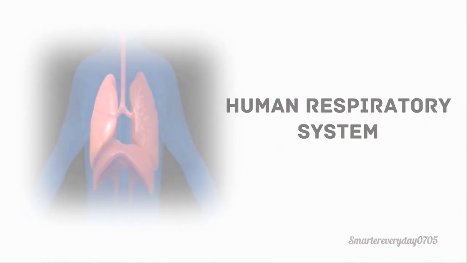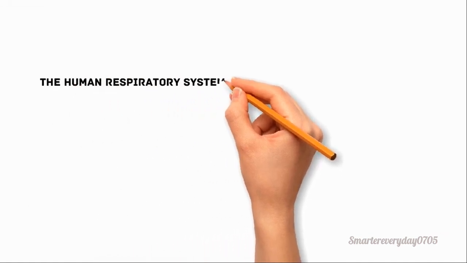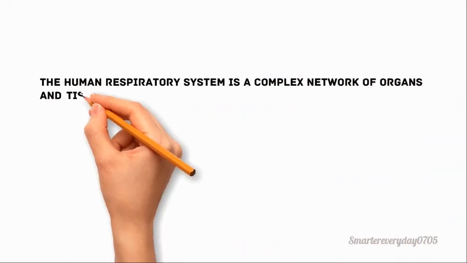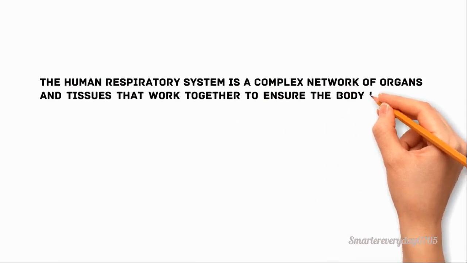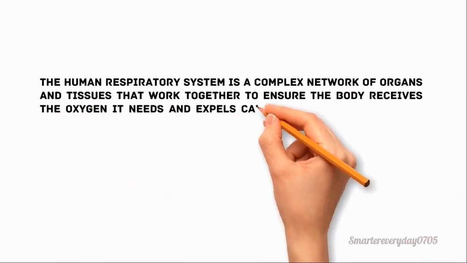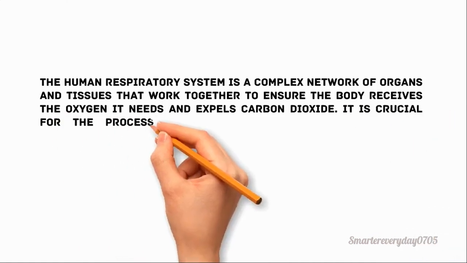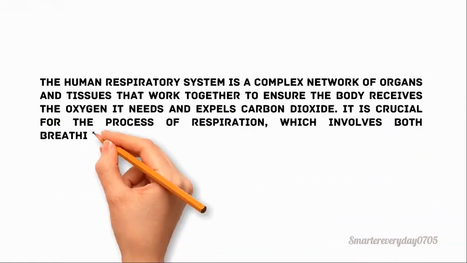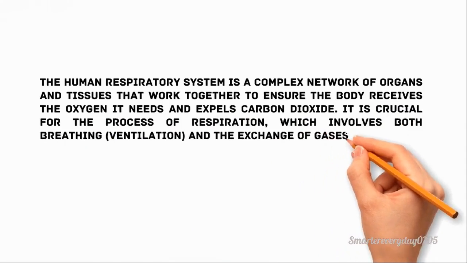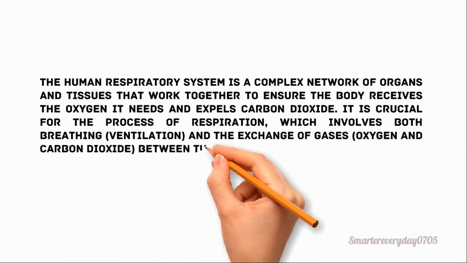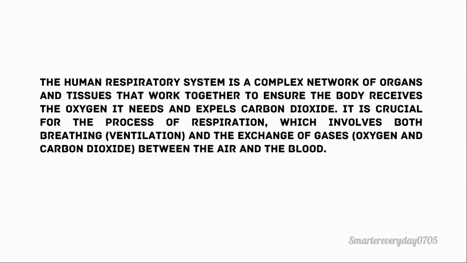The human respiratory system is a complex network of organs and tissues that work together to ensure the body receives the oxygen it needs and expels carbon dioxide. It is crucial for the process of respiration, which involves both breathing and the exchange of gases, oxygen and carbon dioxide, between the air and the blood.